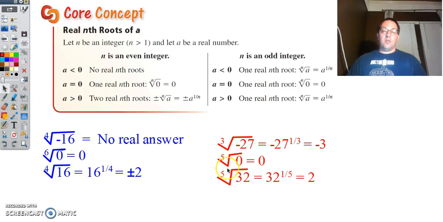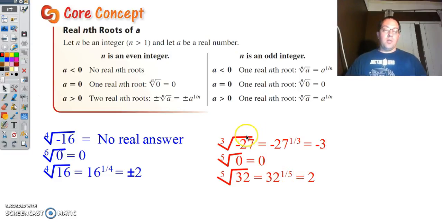So, odd integers are a little bit nicer. Now, notice I have rewritten all of these like this. The root of a number is the same thing as raising it to an exponent that is a fraction of 1 over whatever this n is. So the 4th root is the same as raising it to the power of 1/4. The cube root is the same as raising it to the power of 1/3. The 5th root is the same as raising it to an exponent of 1 over 5.